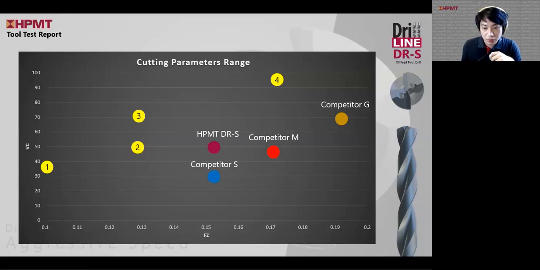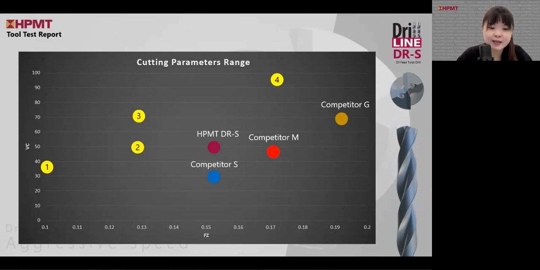Let's give it a few seconds for everybody to fill in their answers. I can see the majority of the crowd seems to be more familiar with the cutting parameter range for number 2, which I think is more in line with the HPMT DRS and this competitor M. Okay, that's interesting to know. I hope the results later are up to everybody's expectations. Sorry for the interruption, Fish. Please continue.